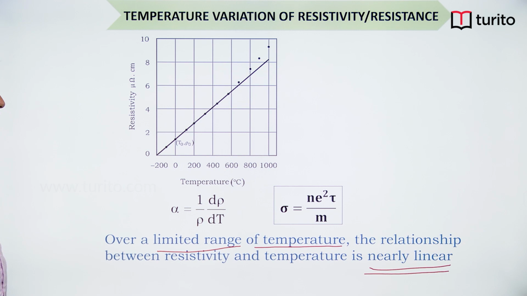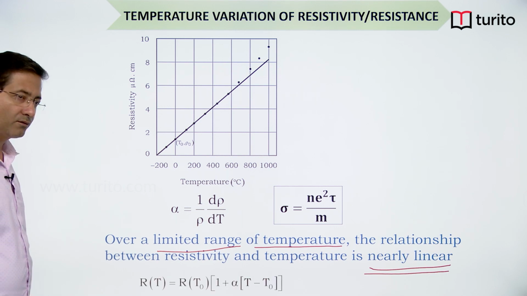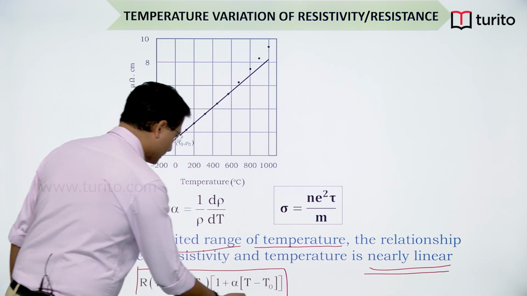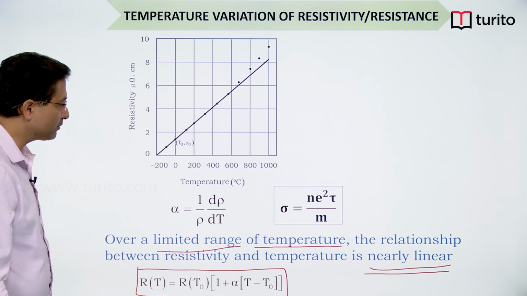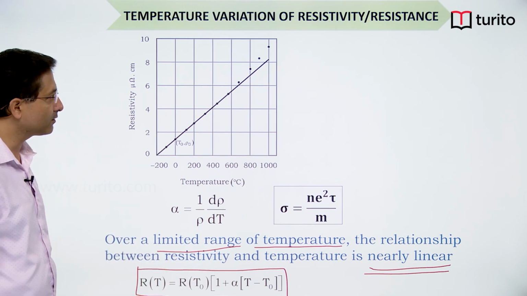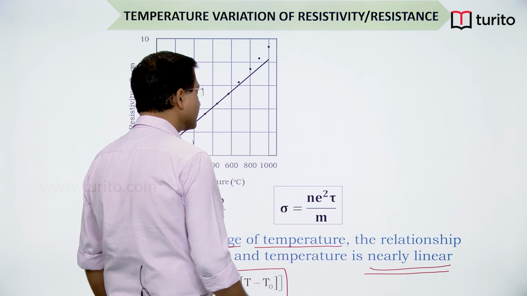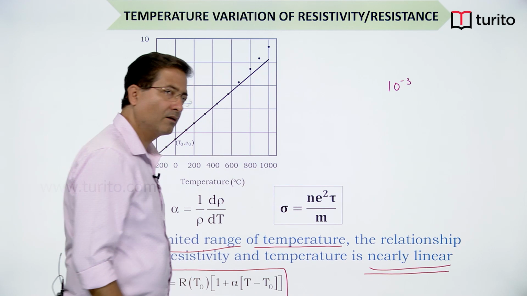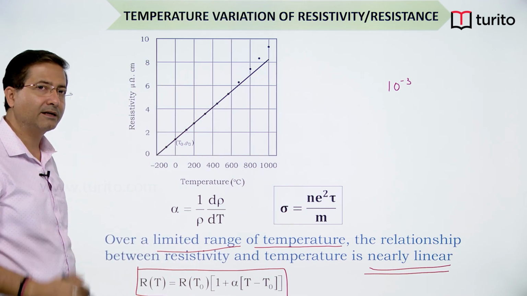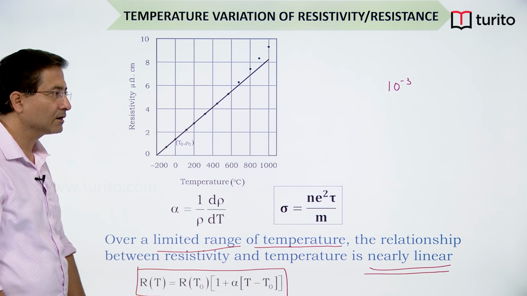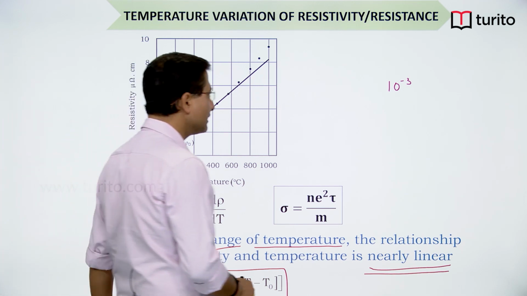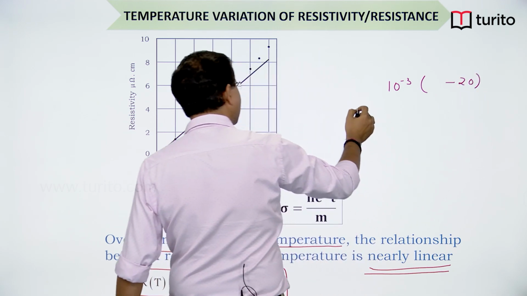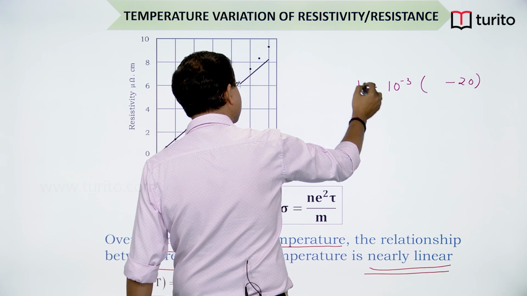Now, so finally you can write R is equal to R naught (1 plus alpha T). So, reference temperature will be given to you, and you can use the reference temperature. For example, if I say alpha is 10 to the power minus 3 for the given material, and at 20 degree centigrade the resistance of the wire is 2 ohm.